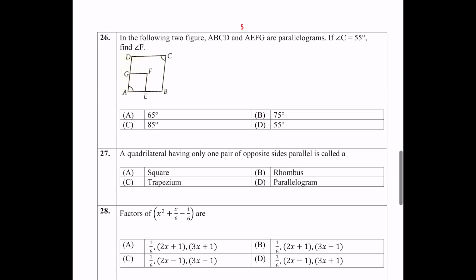Now here in question number 26, in the following figure ABCD, like this one, and AEFG, the small one and the bigger one, both are parallelograms. Angle C is given as 55 degrees, this angle is given as 55 degrees. So our task here is to find this angle. So we know in any parallelogram, this angle and this angle are equal. Basically opposite angles of a parallelogram are equal. So this is 55 degrees, so this angle is also 55 degrees because ABCD is a parallelogram.